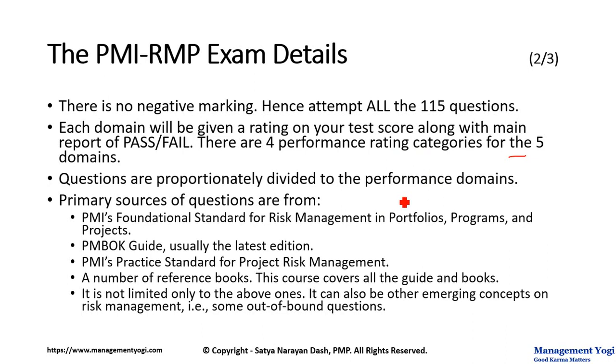Primary sources of questions for your RMP exam will be from these. One is PMI's Foundational Standard for Risk Management in Portfolios, Programs and Projects. This is your main reference. Then the PMBOK Guide, usually the latest edition, which is the 7th edition. I would also strongly suggest that you refer to the PMBOK Guide 6th edition, which explains risk management pretty well and is fully aligned with this foundational standard. Then PMI's Practice Standard for Project Risk Management. Just browse through it. It is a very old edition. A number of reference books. This course covers all these reference books as well as the guides.